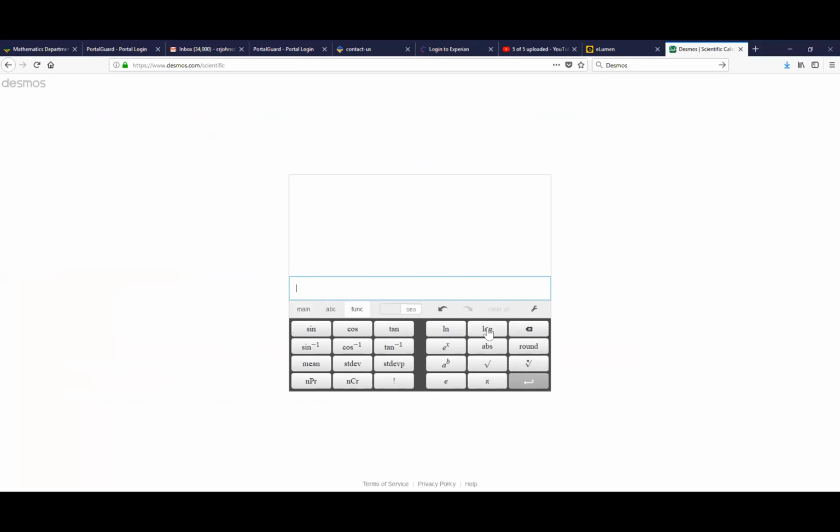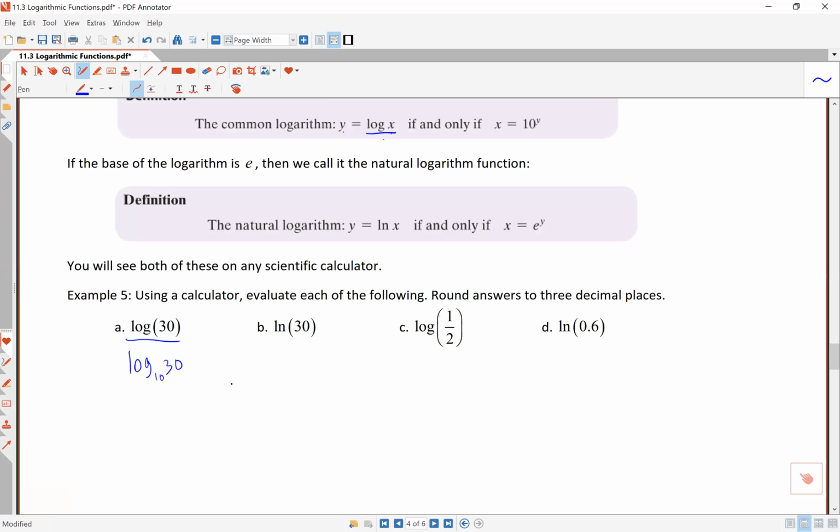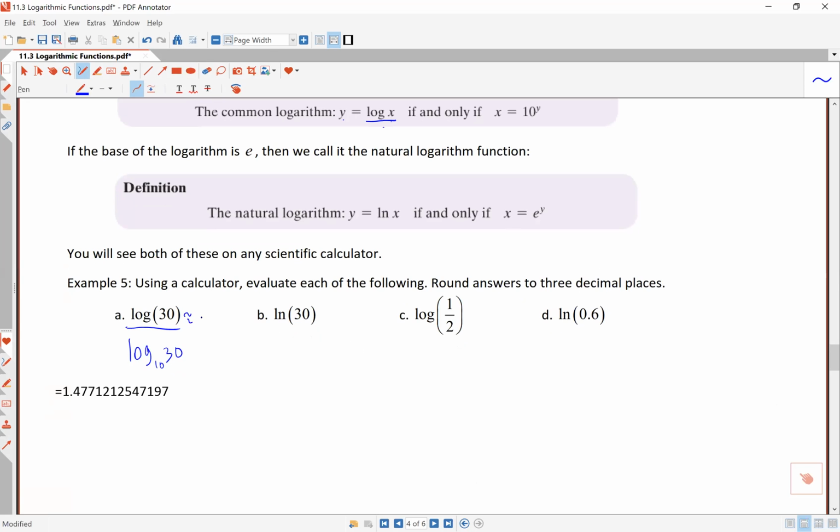So I want the log of 30. And that says that it's equal to 1.47711215, and so on. It gives us all of the decimal digits there. We don't need all those, but it's there to remind you that this is an irrational number. We'll estimate it to 3 decimal places, which is fine for us, 1.477.